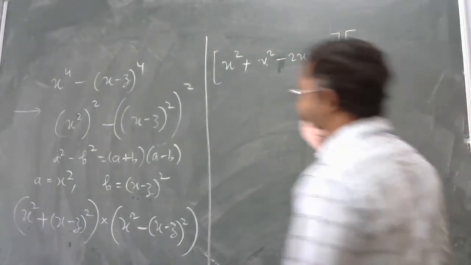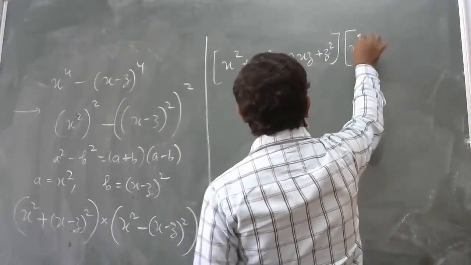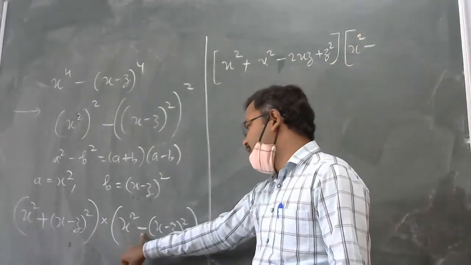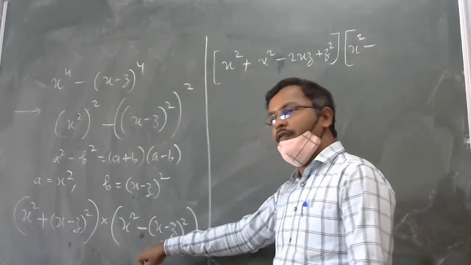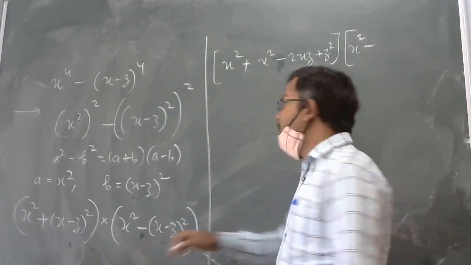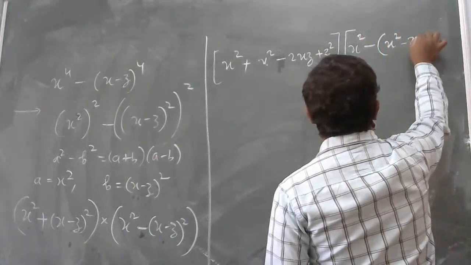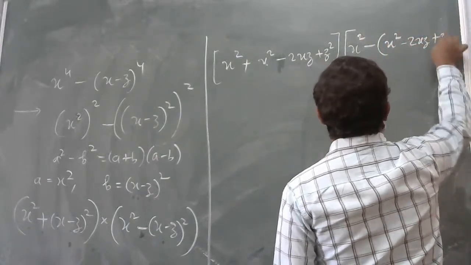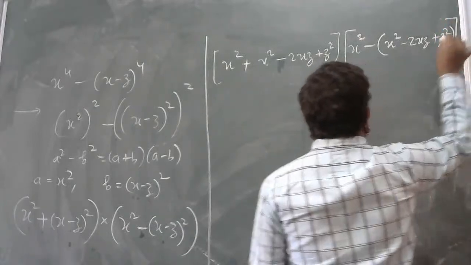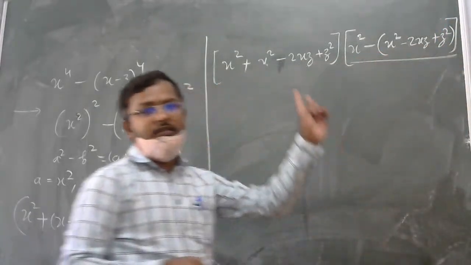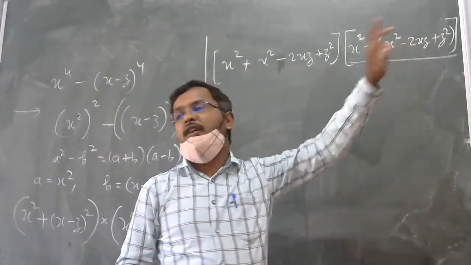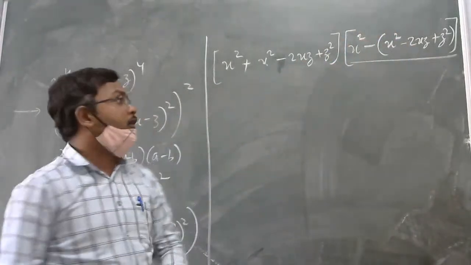Okay. So now again go to the second term, x square minus. Here you have to be very careful because we are having minus of, so everything you have to put in bracket. So it will be x square minus (x square minus 2xz plus z square). So again you can open this bracket. When you are opening the bracket, all the terms you need to multiply inside.